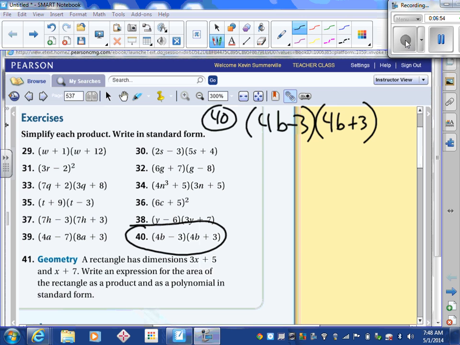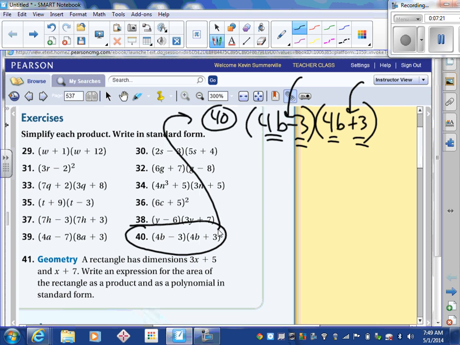We're going to take a look at number 40. Notice they're the same numbers inside here. The difference is the sign: a minus 3 and a plus 3. Because you have the same numbers but the signs are different, there's no middle number. We're cutting out the middle man.